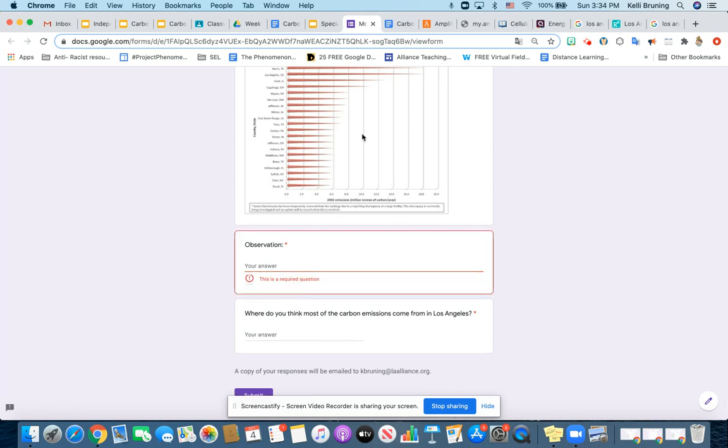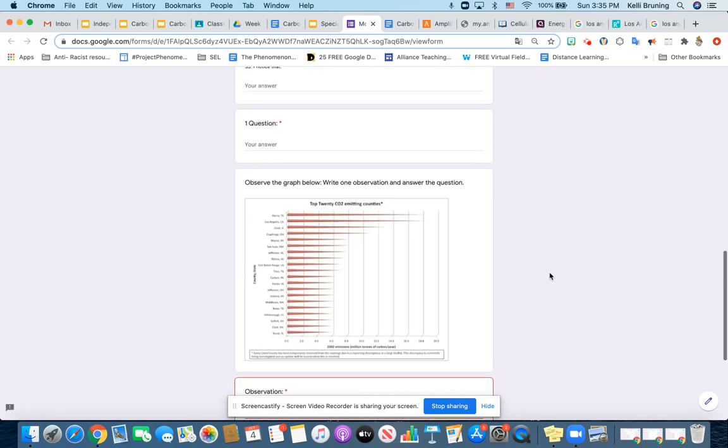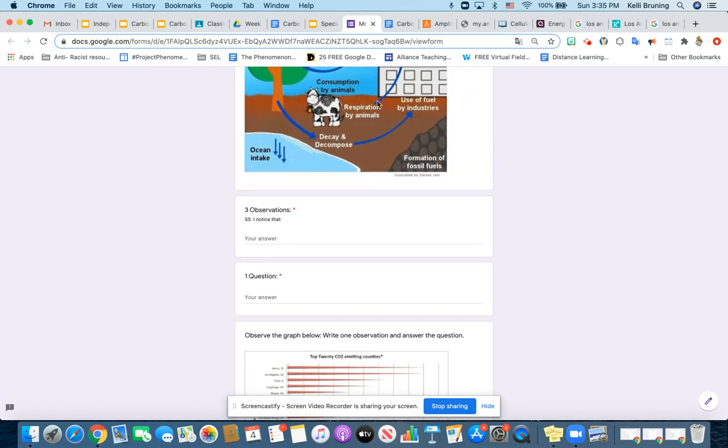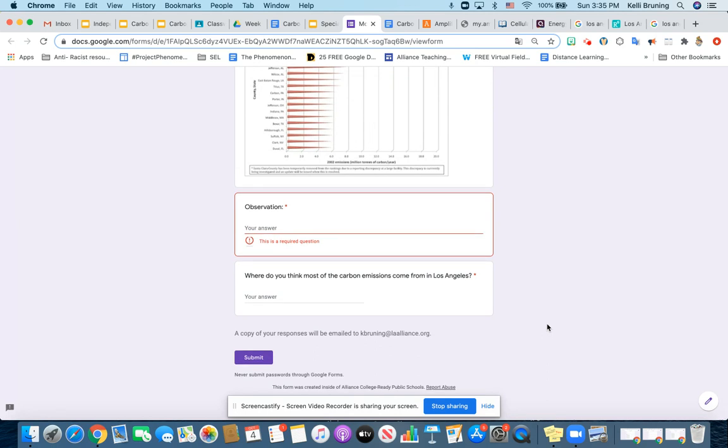Then answer the question using this graph. Where do you think most of the carbon emissions come from in Los Angeles? Where do we think all those carbon emissions, so emissions mean where is the carbon coming from? How is it being emitted or released into the atmosphere? You can use this image above as well to see maybe how you might think carbon is being released into the Los Angeles atmosphere. Go ahead and pause this video and complete the Google form now.